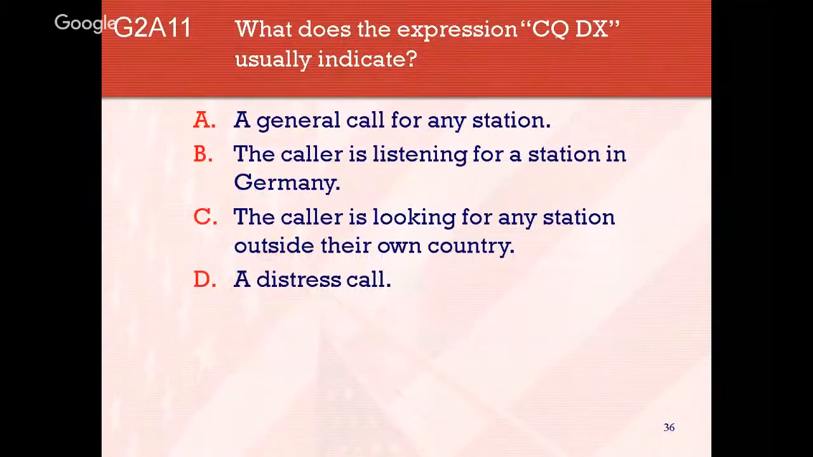What does the expression CQDX usually indicate? Well, it is a general call, but it's not a general call for just any station. And it's not a caller listening for a station in Germany specifically. It's actually a caller looking for any station outside their own country. CQDX, CQDX. If it's a guy in Texas and you hear him, he's not looking for you here in Pennsylvania. He's looking for somebody across the big pond.